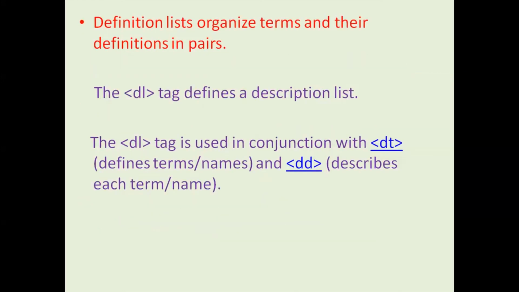What actually is a definition or description list? Definition lists organize terms and their definitions in pairs. If you want to club a data definition and its description in the form of points, then we can use this definition list or description list. From the code point of view in HTML syntax, the DL tag stands for definition list, and the DL tag is used in conjunction with the DT and DD tags. DT is nothing but data term and DD stands for data description.